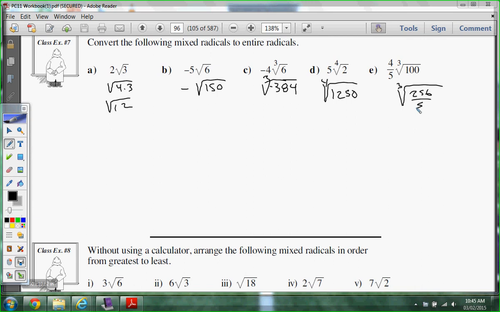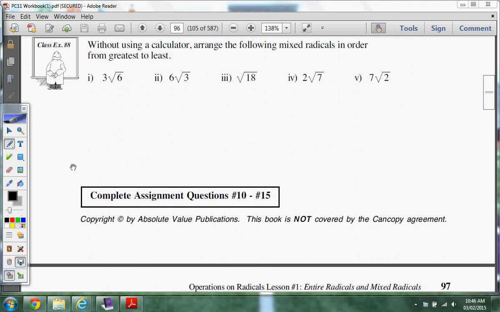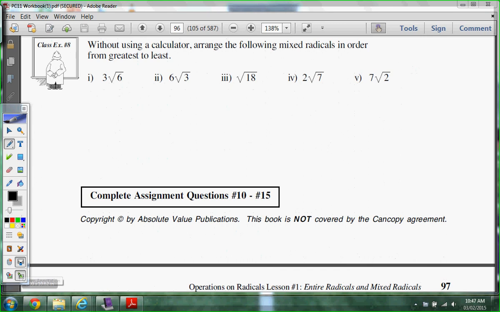All right, any questions on that? All right, cool. So the last thing here is we're just going to go ahead and order these from greatest to largest. So based on what we were just doing, what would be a good idea to help us understand without a calculator which is bigger? We have to put them all in entire radicals. Because if I have entire radicals, they're a number, right?